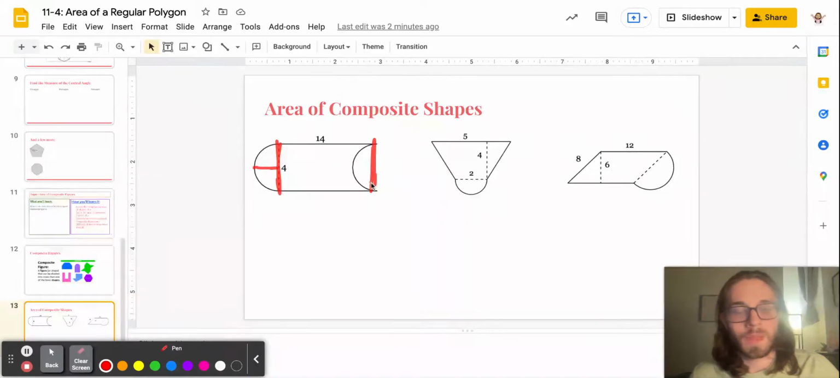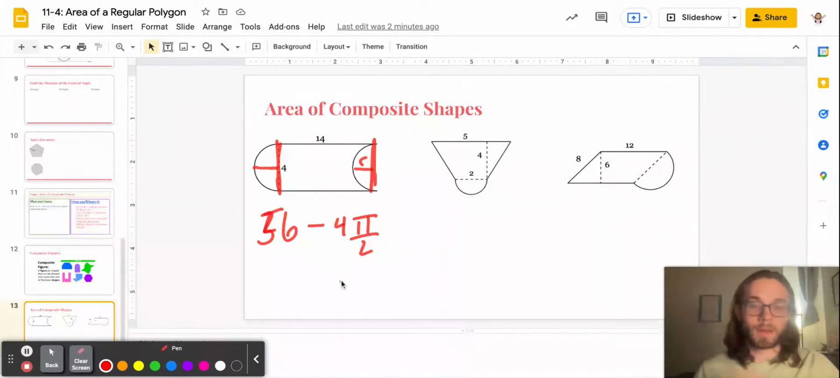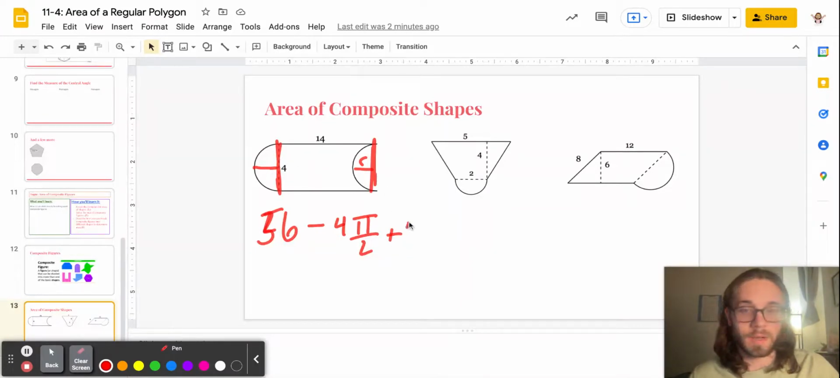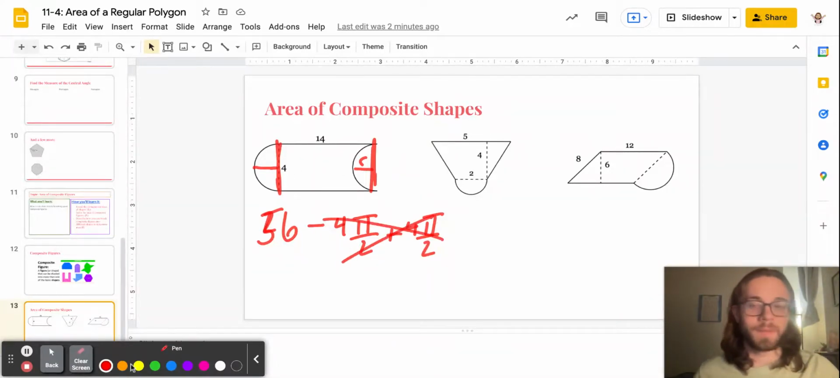But don't forget, you can subtract as needed, right? So you could do the 14 times 4, which is 56, minus, this is a radius of 2. So 4 pi over 2. And then you add in radius squared. Radius is 2. 2 squared is 4 times pi. And it's only a semicircle, so over 2. So, right, these cancel out. And that's how you get that as well.